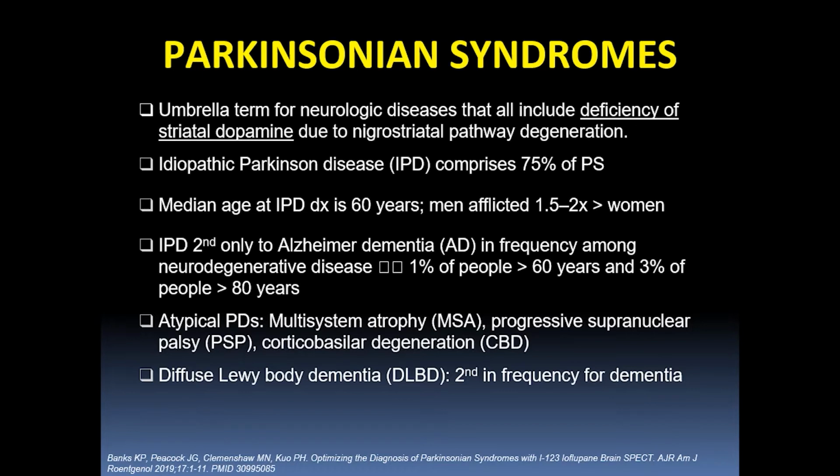And finally, included in this Parkinsonian syndrome umbrella is diffuse Lewy body dementia, which, though technically not a movement disorder, certainly shares the deficiency of striatal dopamine and does have some movement-related symptoms. Just as a side note, diffuse Lewy body dementia is the second most common dementia. While it's not the second most common neurodegenerative disorder, it is the second most common dementia, also following Alzheimer's.